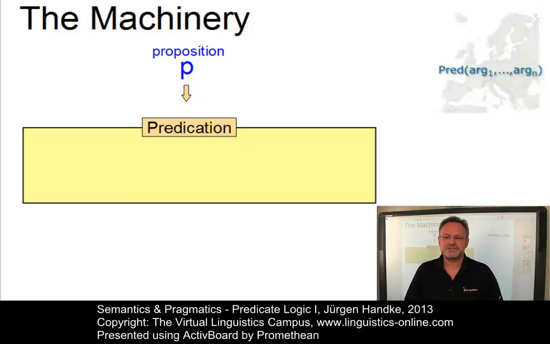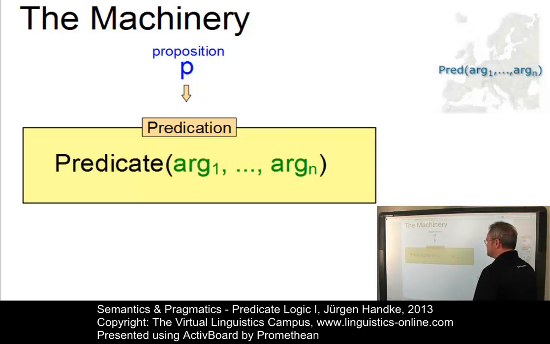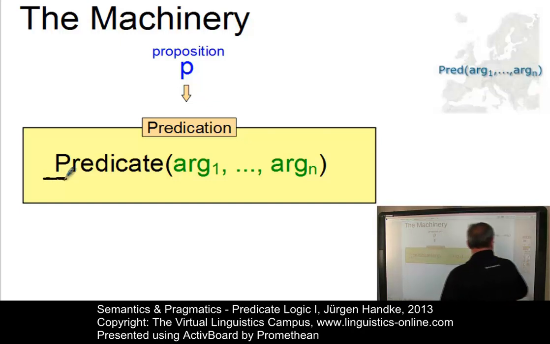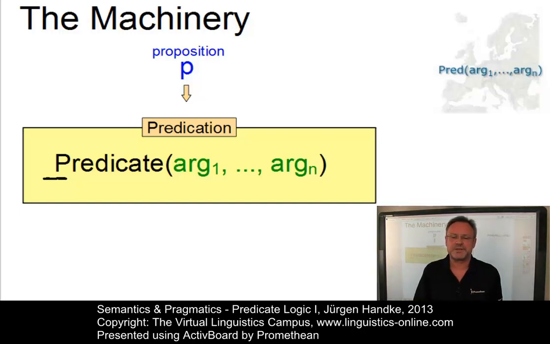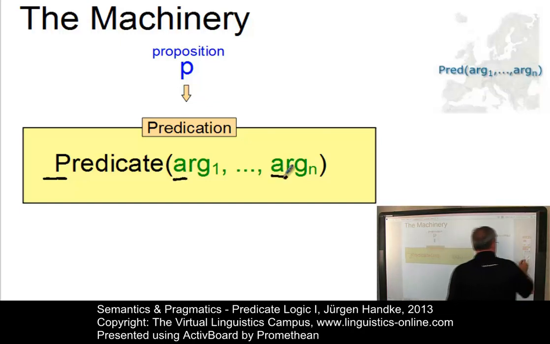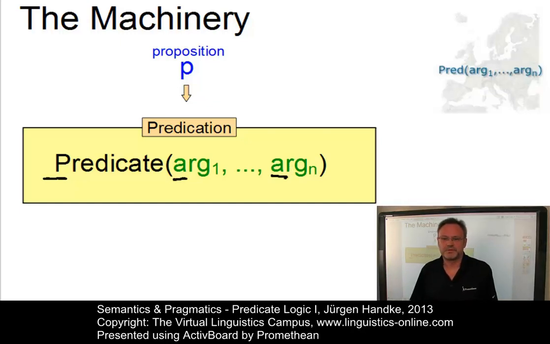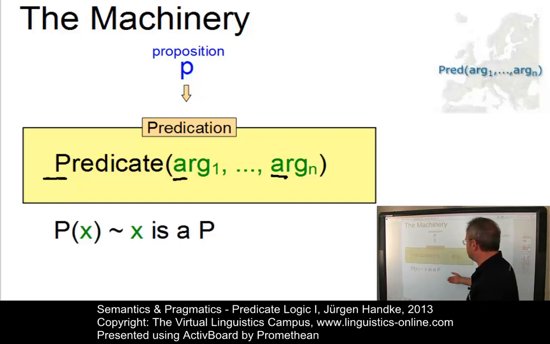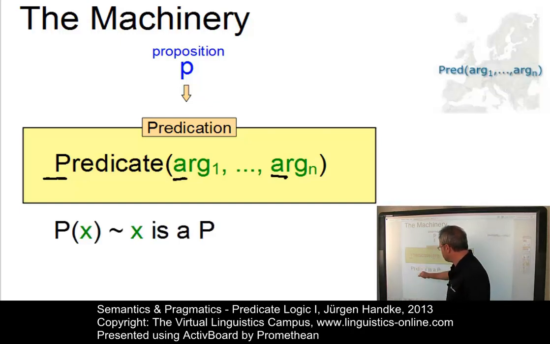Predications themselves consist of a predicate, and the predicate itself always occurs with an initial capital letter, so it is capitalized, and a set of arguments represented with small initial letters. Well, you can read it as follows. So here we have the predication PX, and it can be read as X is a P.